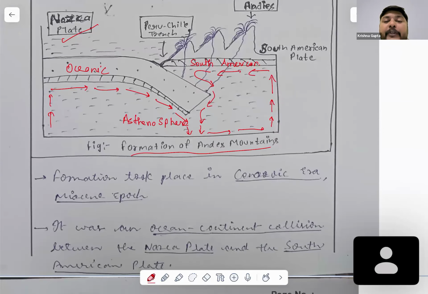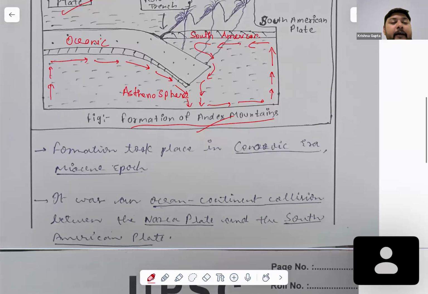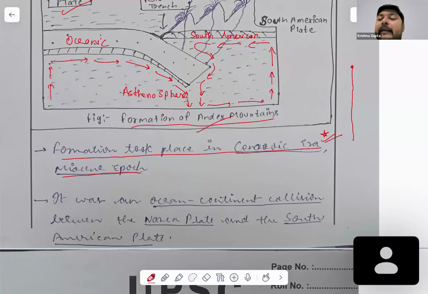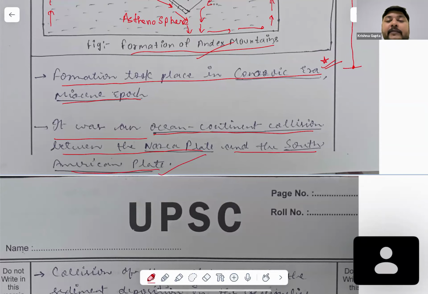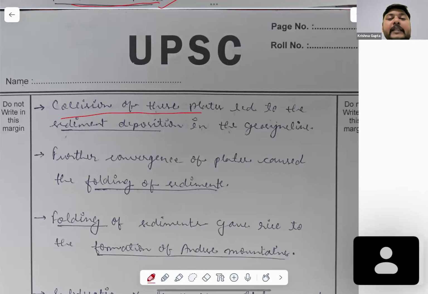Now, the figure for the formation of Andes Mountains is good provided. Now, formation took place in the Cenozoic era and Miocene epoch. So this information is very important, which is needed to explain the time period from where the Andes formation has started and where it has stopped. So it was an ocean continental collision between the Nazca plate and the South American plate. Okay, this is very good. Collision of this plate led to the sediment deposition in the geosyncline. Okay, this is also good.